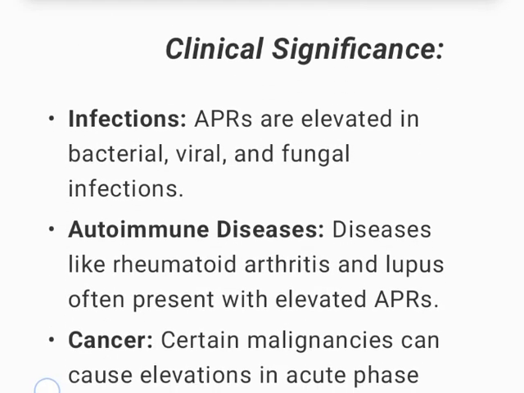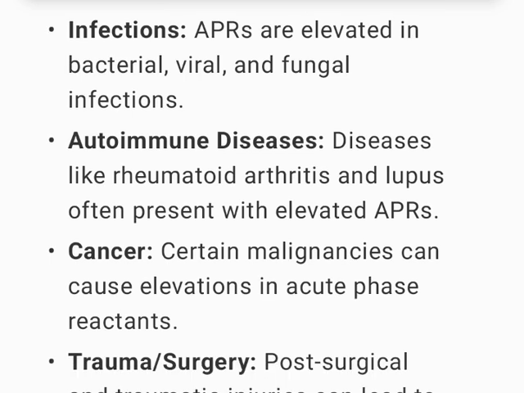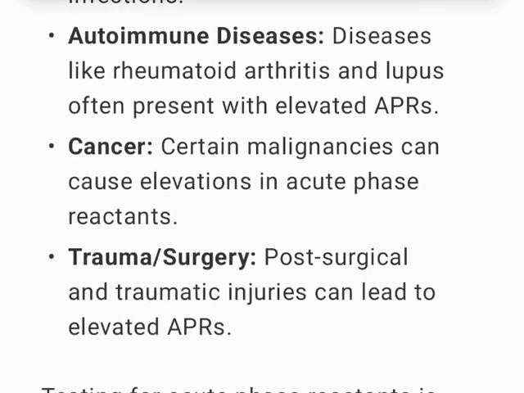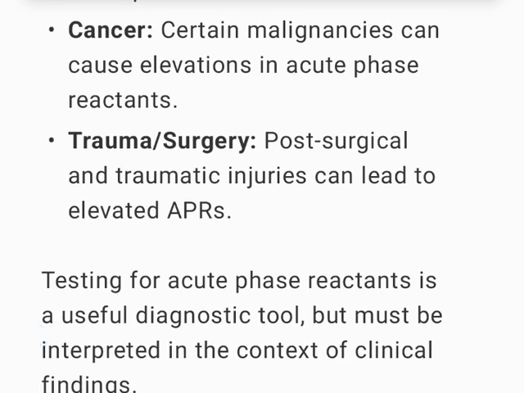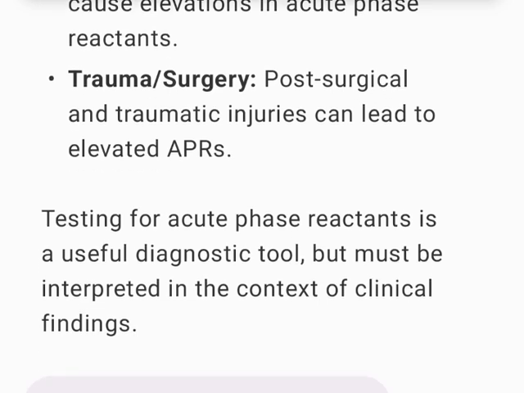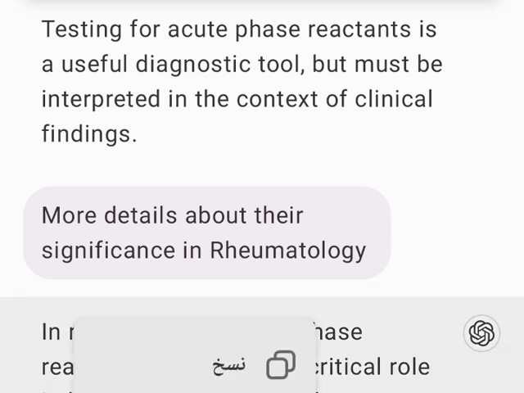Clinical significance. Infections: APRs are elevated in bacterial, viral, and fungal infections. Autoimmune diseases: diseases like rheumatoid arthritis and lupus often present with elevated APRs. Cancer: certain malignancies can cause elevations in acute phase reactants. Trauma and surgery: post-surgical and traumatic injuries can lead to elevated APRs. Testing for acute phase reactants is a useful diagnostic tool, but must be interpreted in the context of clinical findings.